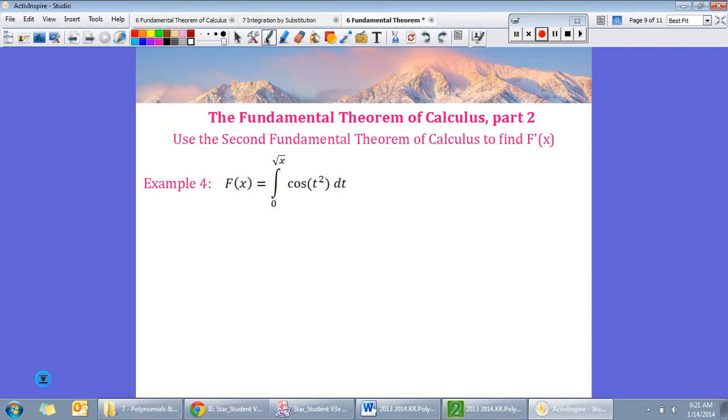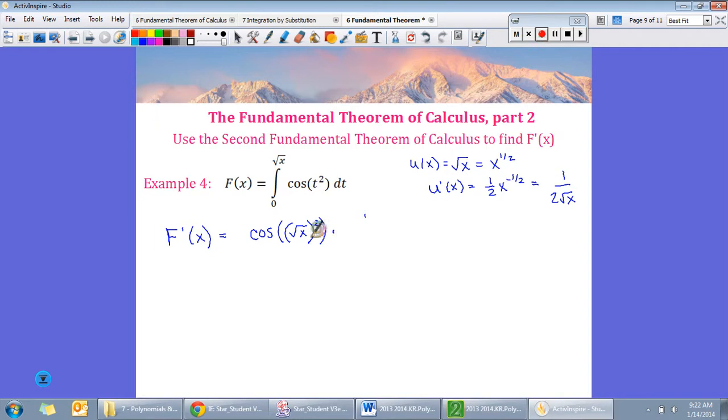Okay, let's try another one. We're going to make the top function here, that square root of x, equal to u. And I also wrote out the derivative of u. So we know that F prime of x is going to equal the cosine of the square root of x squared, because we plugged in what this function was in for t, times the derivative. So clean that up a little bit, we get the cosine of x over 2 square roots of x.